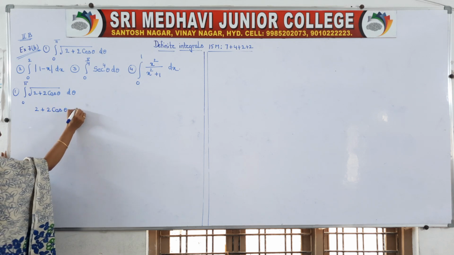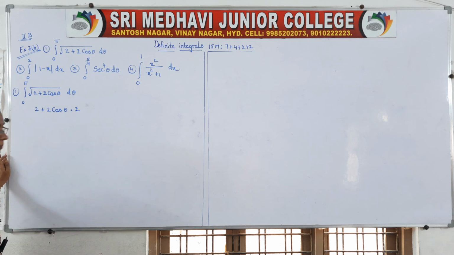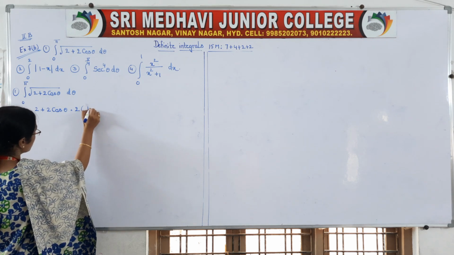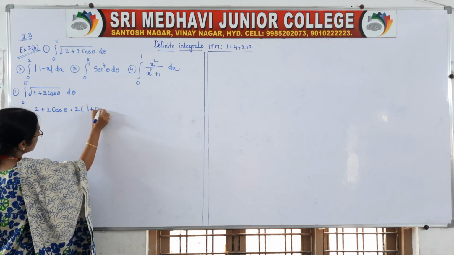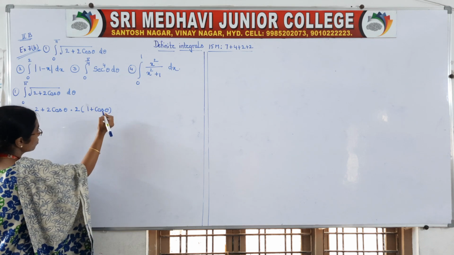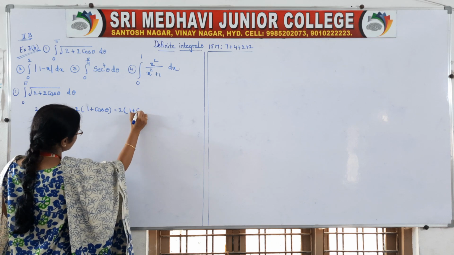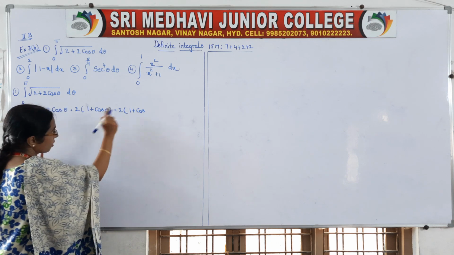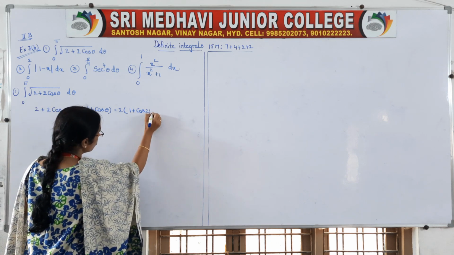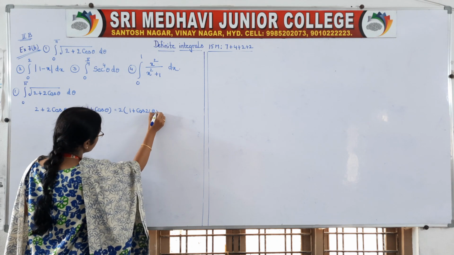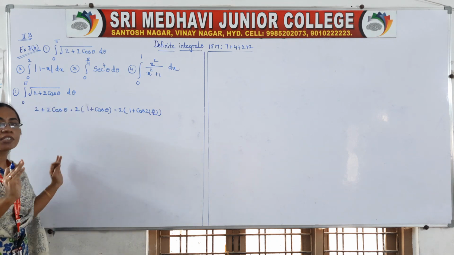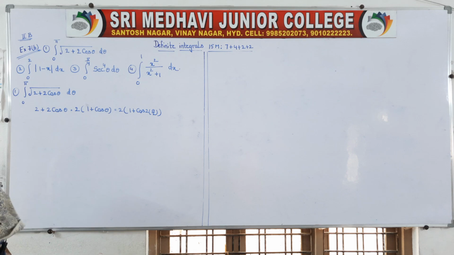From these two terms we can take 2 common. So what happens to our value? It is 1 plus cos theta. So we can write this as 2 into 1 plus cos theta by 2. Instead of theta, I have taken 2 into theta by 2.